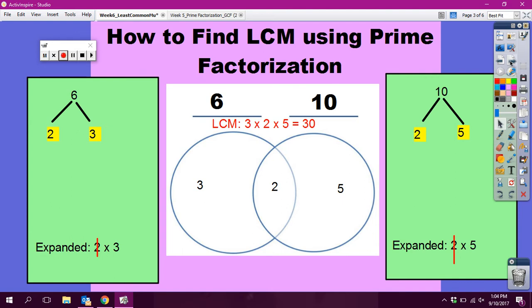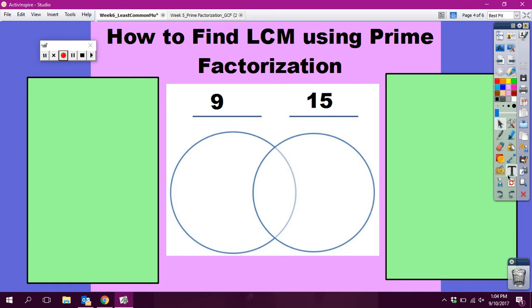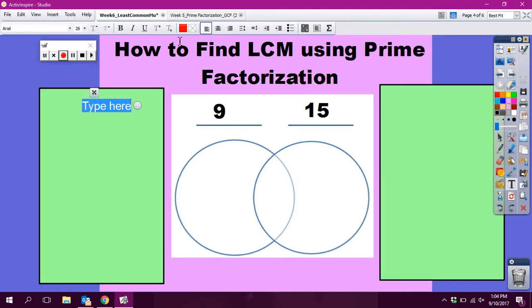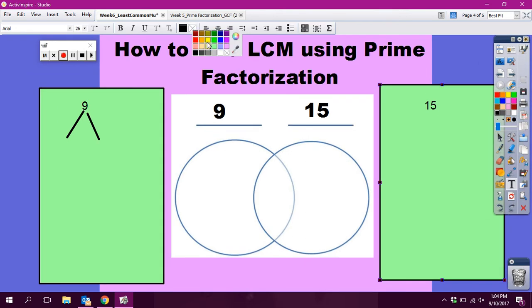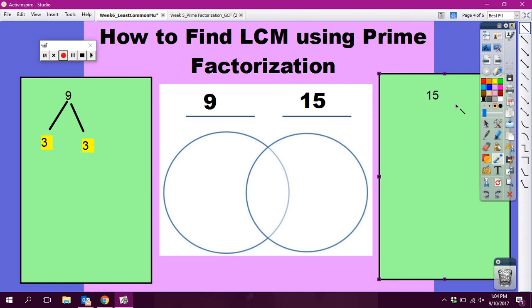All right, we've got one more that we're going to do together, 9 and 15. So again, I've got these nice small numbers, which means to me that my expanded form's not going to be super huge. So I've got 9 and I've got 15. So let's break it down. I've got the 9, which is going to be split into 3 times 3. And I know that 3 is prime, so I'm highlighting it. And since they're both prime, I'm done.